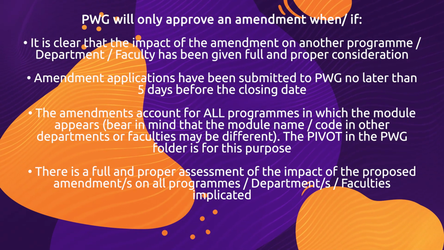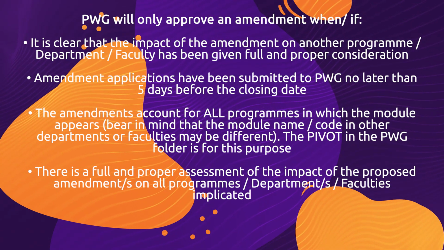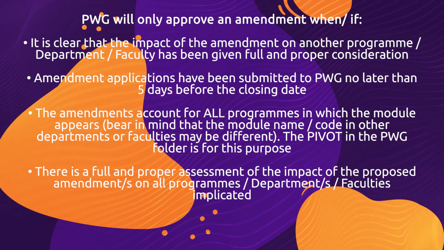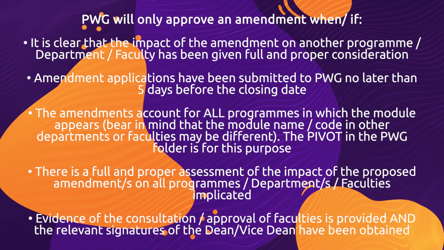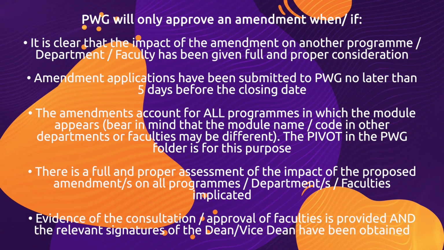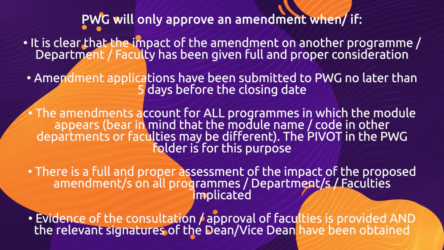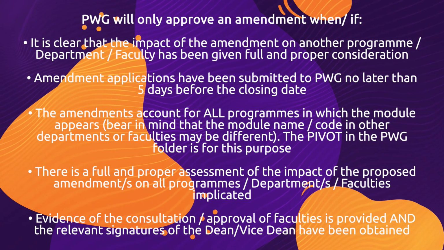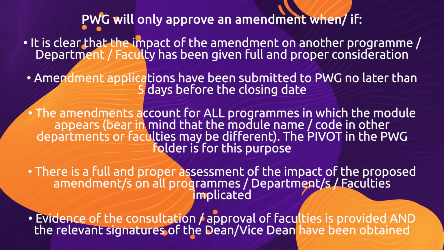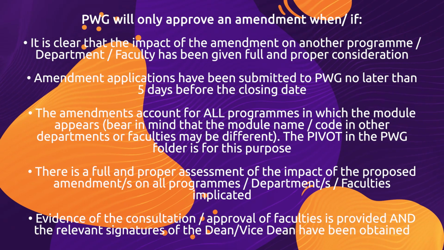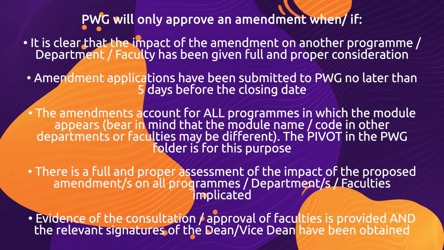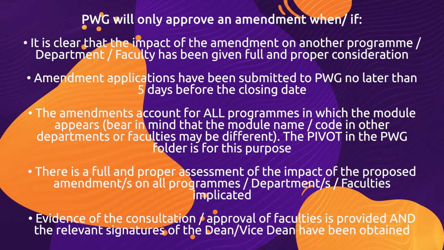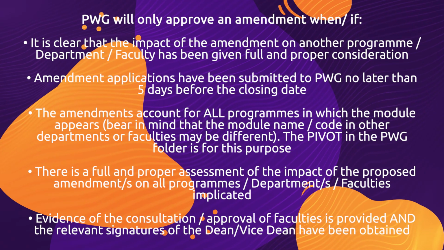If you remove a module from a curriculum, what teach-out arrangements will you have made? What arrangements for replacement modules are there? And finally, regardless of whether the impact is good or bad, you must have evidence, in other words, signed documentary evidence that you have consulted with other faculties, with other departments, and the signatures of the vice dean or the dean are there to indicate that they are happy with those changes in their qualifications.